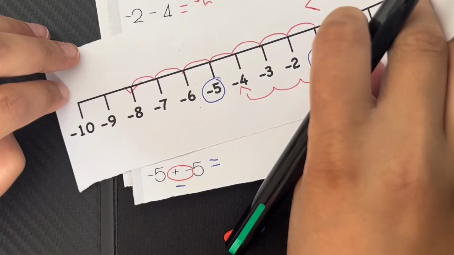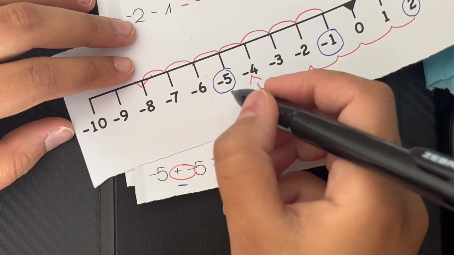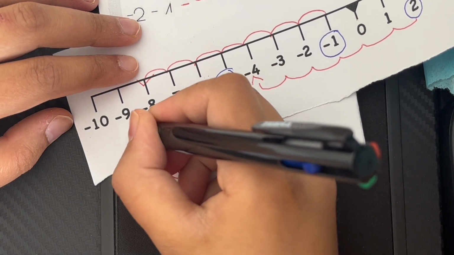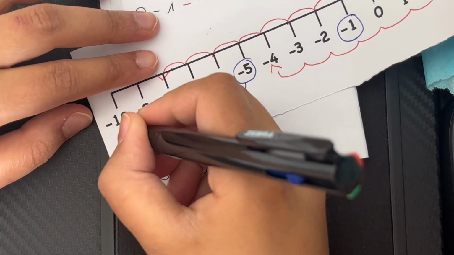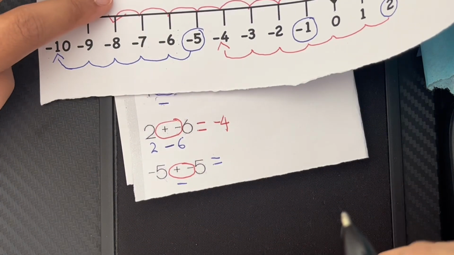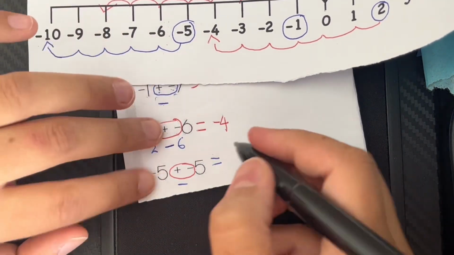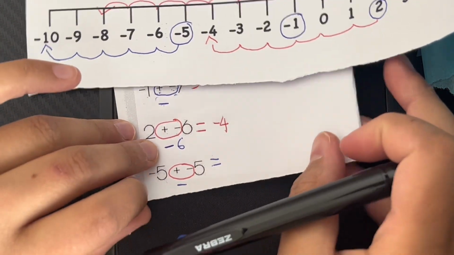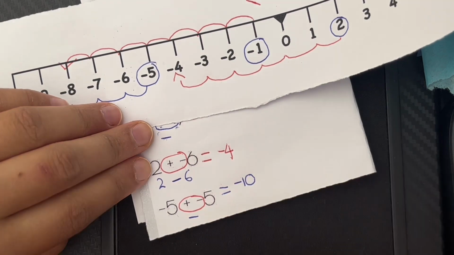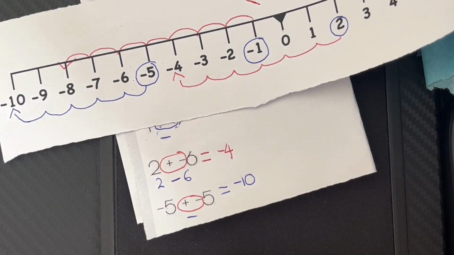So I'm actually at -5, take away 5, so that is 1, 2, 3, 4, and 5. So it's landing at -10. Okay, so that means that my final answer to this question should be -10.